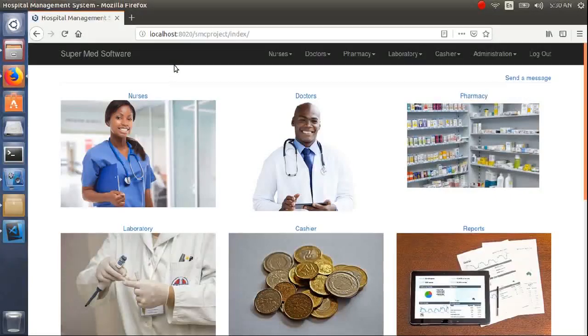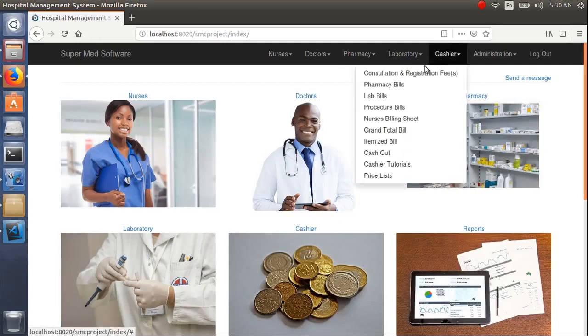I want to talk about the cashier section. At the cashier section, you can see all these links. The consultation and registration fees is the fee the patient pays before they see the doctor, as the consultation fee has to be paid before they see the doctor, and then when the patient is registered for the first time in the hospital, there may be some registration fees to be applied. This is where you go as the cashier to do the transaction.